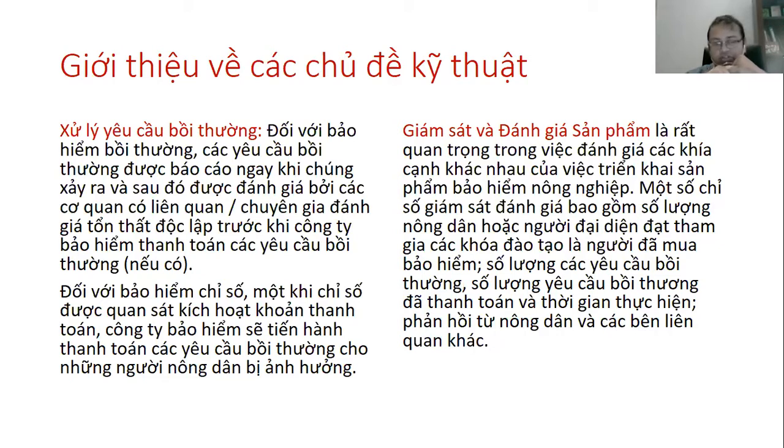But for index insurance, once the index has been triggered, so for the specific trigger levels, once the payout has been triggered, then automatically the payout is due to the farmers. So the insurer should then automatically pay the claims to all the farmers for whom the index has been triggered. Okay, so that's a few principles relating to claims processing.